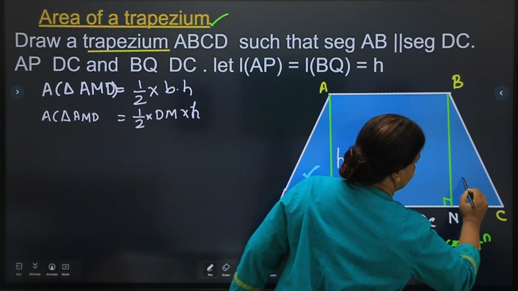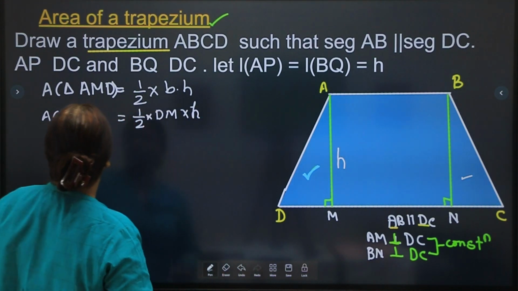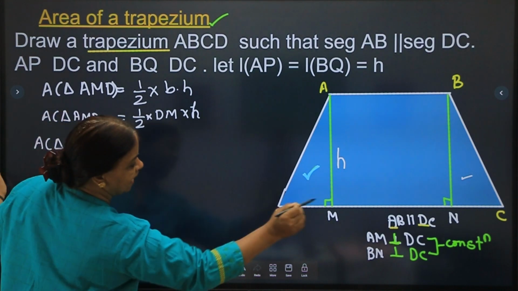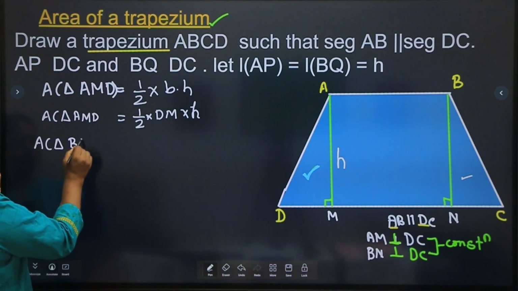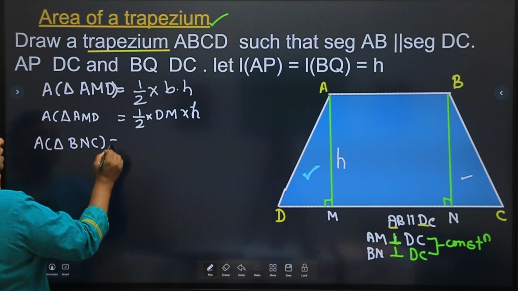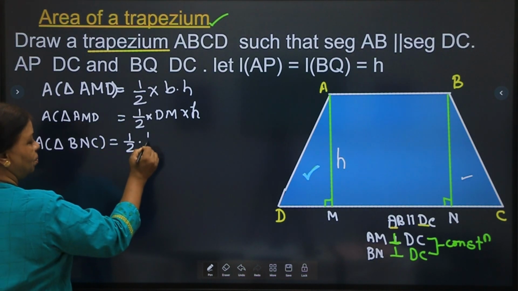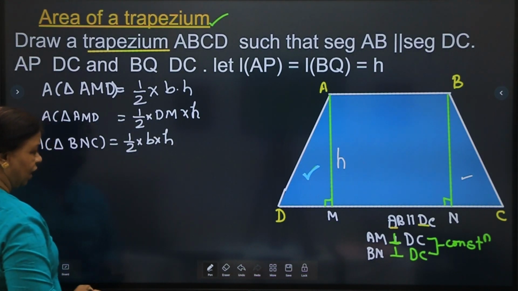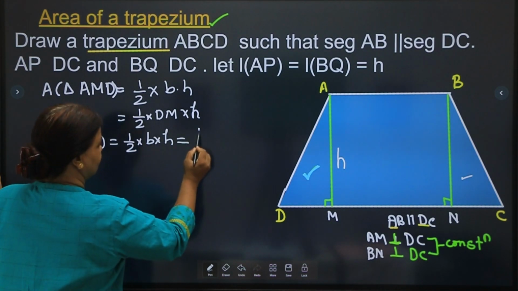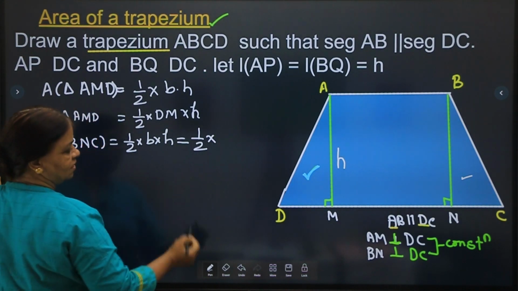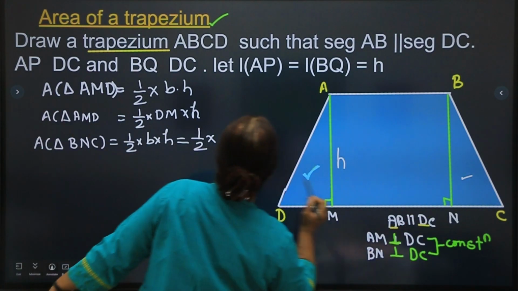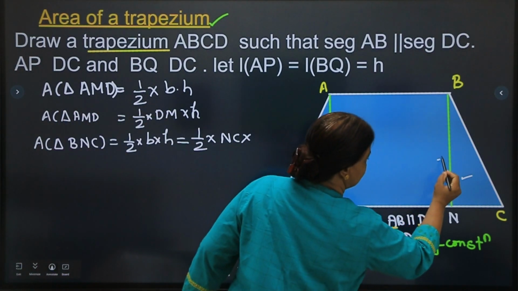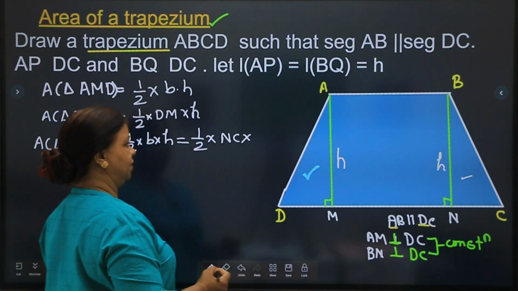Now let's find the area of this figure. Area of triangle BNC is again half into base into height. Here will come half into, okay, what is the base? Base is nothing but NC, into height. This is the height, H.